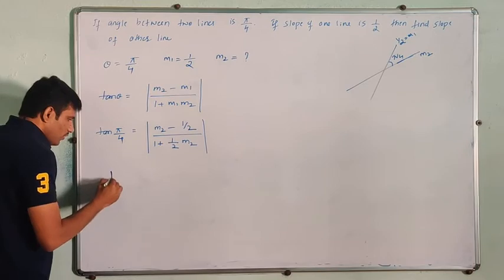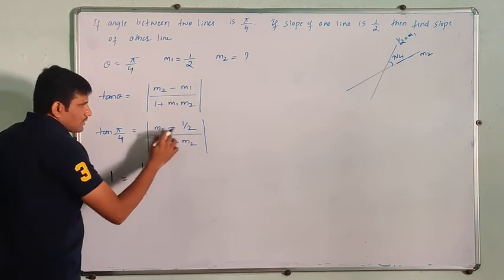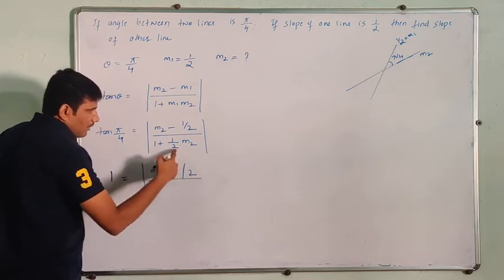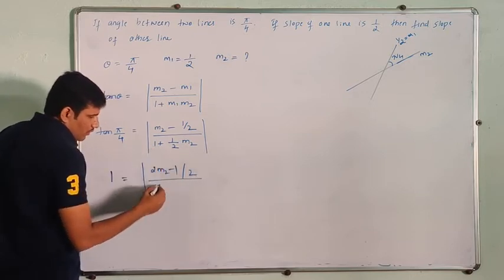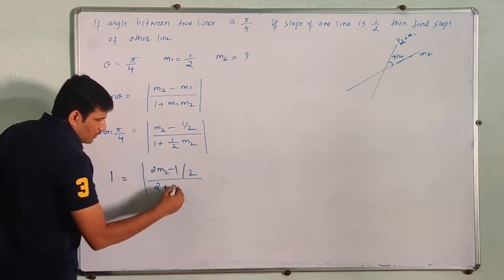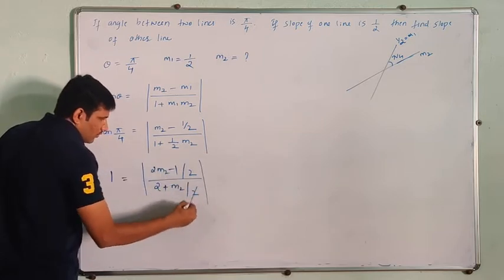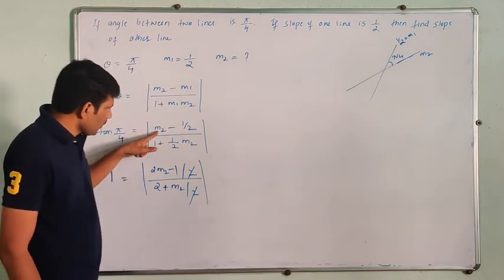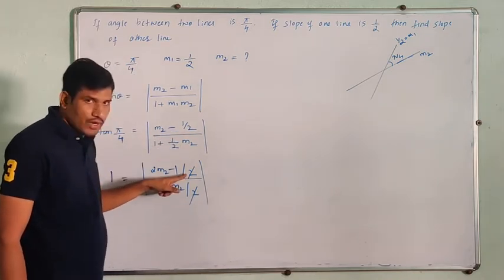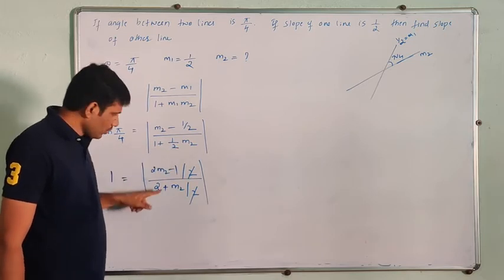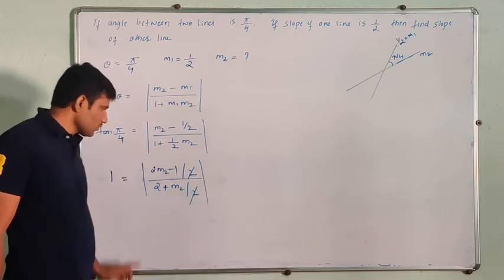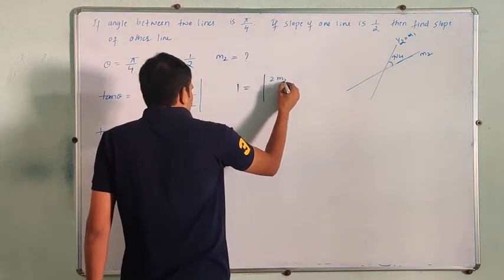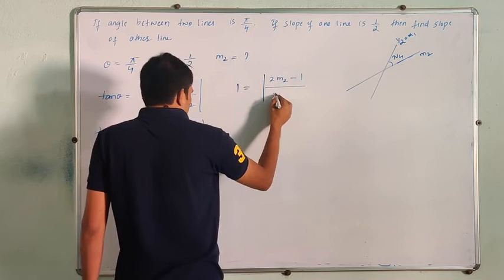So tan of pi by 4 is 1, which is equal to, take the LCM, it is 2m2 minus 1 whole divided by 2, divided by 2 into 1 is 2 plus 1 into m2 is m2 divided by 2. Now this 2 will get cancelled. Taking LCM in the numerator and denominator, 2 into m2 is 2m2 minus 1 whole divided by 2, and 2 into 1 is 2 plus m2 divided by 2. So therefore 1 is equal to mod of 2m2 minus 1 divided by 2 plus m2.